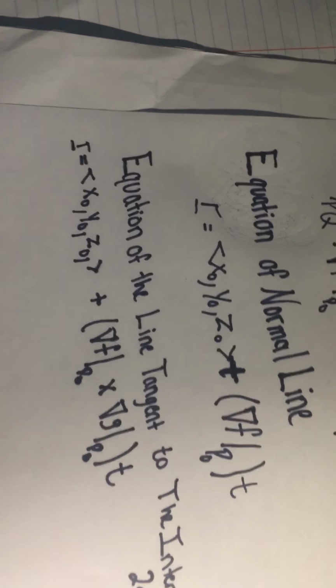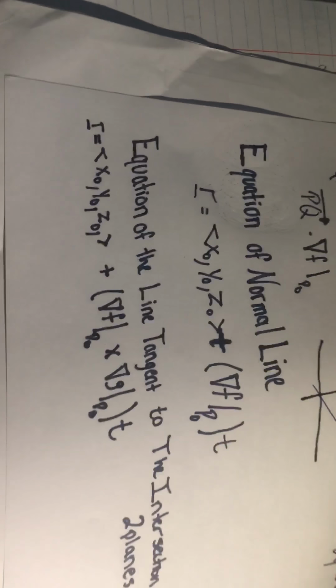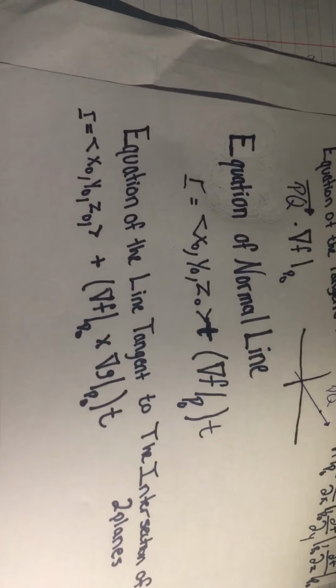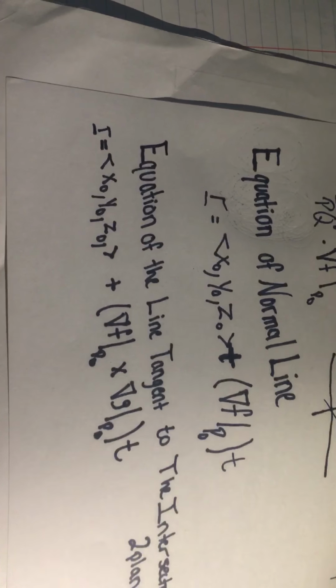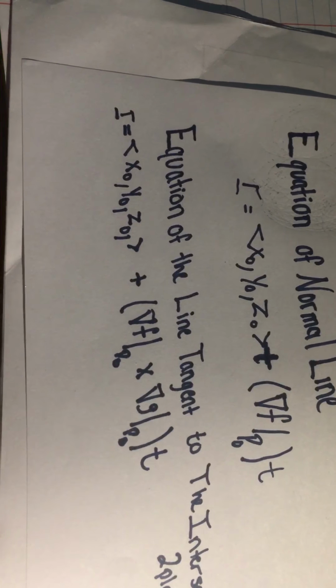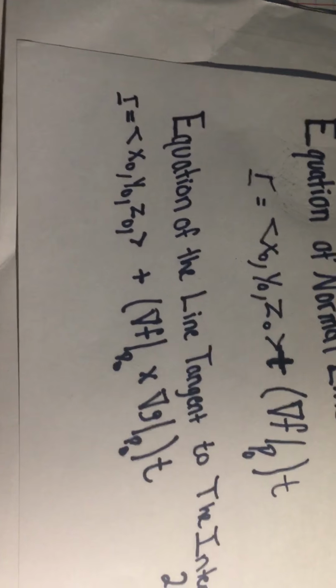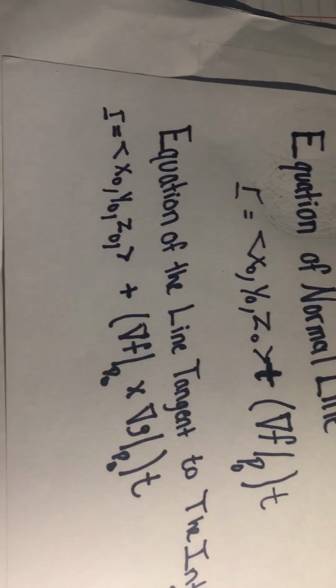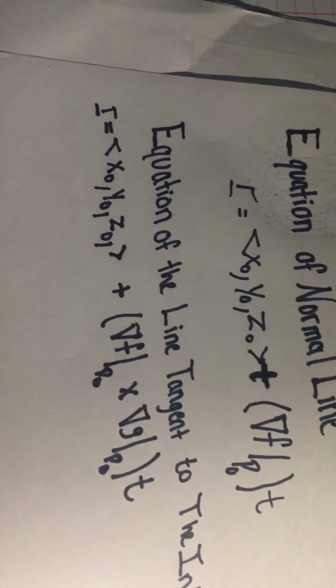You're just taking the equations of the x's, the y's, and the z's. For the equation of the line tangent to the intersection of two planes, you will be given two functions, the function of f and the function of g, and you have to find the gradient of both of those functions, evaluate them at the point you're given, and take the cross product of the two.